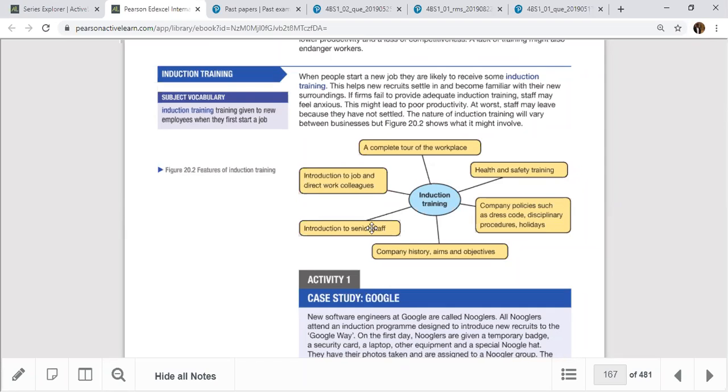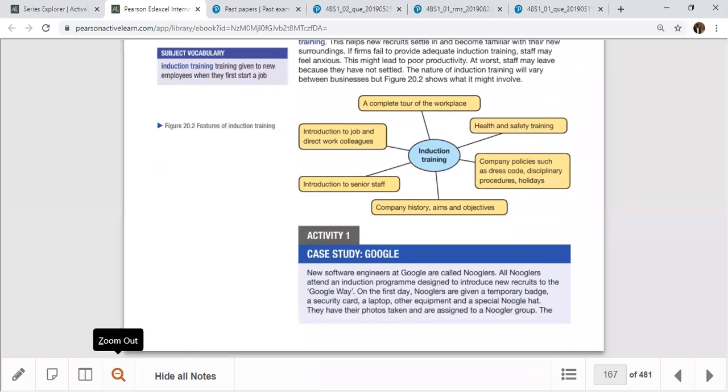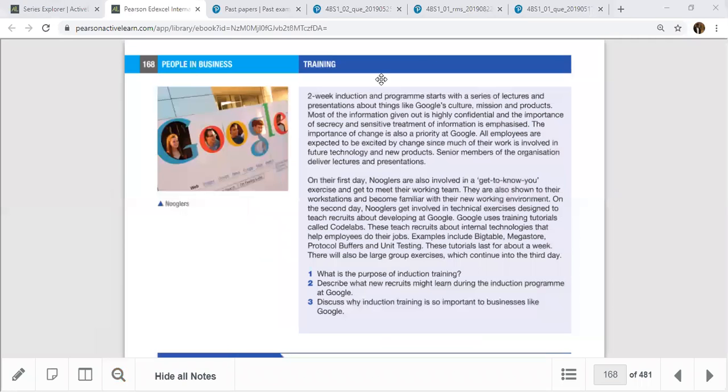The following are the normal features of induction training. What topics are covered under induction training? We talk about a factory tour, health and safety training, introduction to senior staff, your colleagues, and history, dress code, everything. And then the Google internship program called Google New Building, a 3-week program for the new recruits, the management trainees, and the employees are given that opportunity to get training.